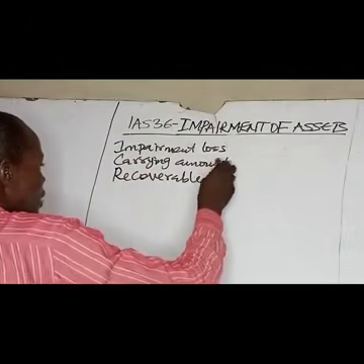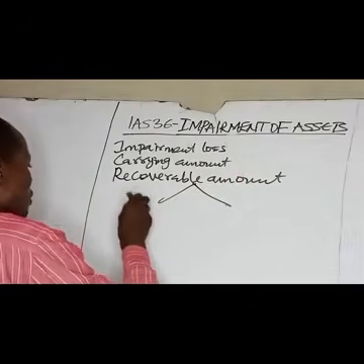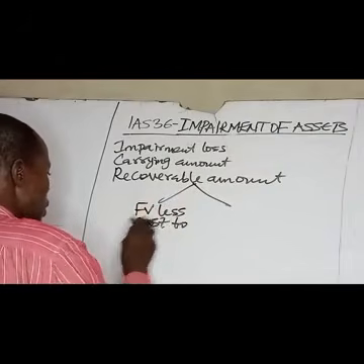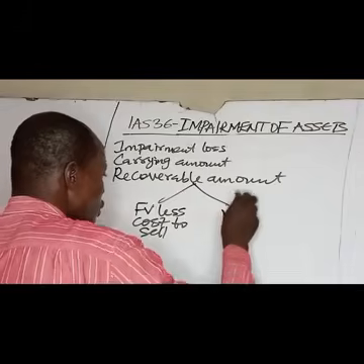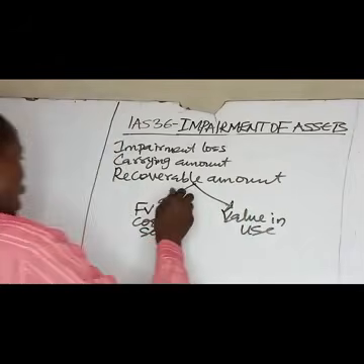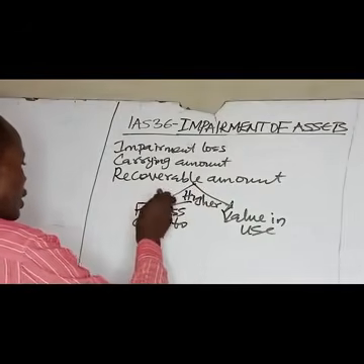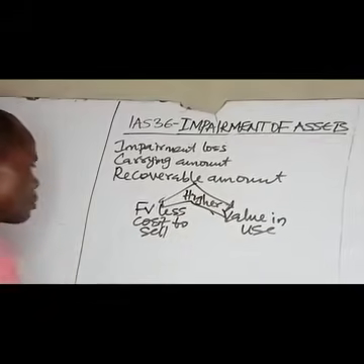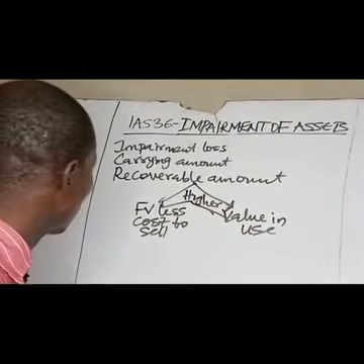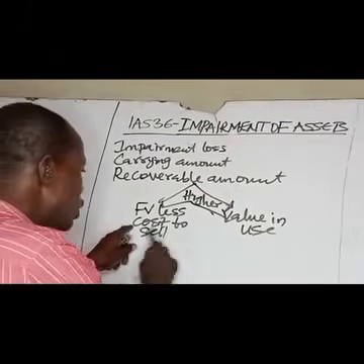Recoverable amount is the higher of fair value less cost to sell and value in use. Fair value less cost to sell and value in use: the higher of these two, whichever one is greater, is the one that will be chosen. So the recoverable amount will be the higher of these two.